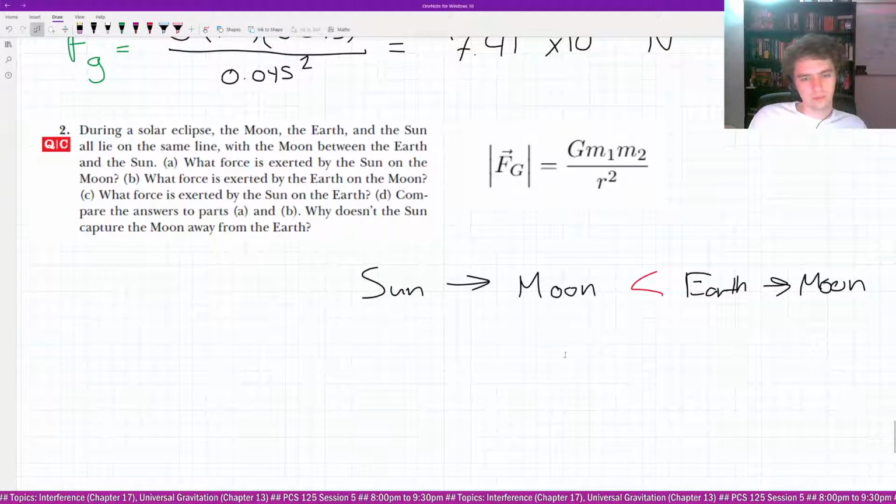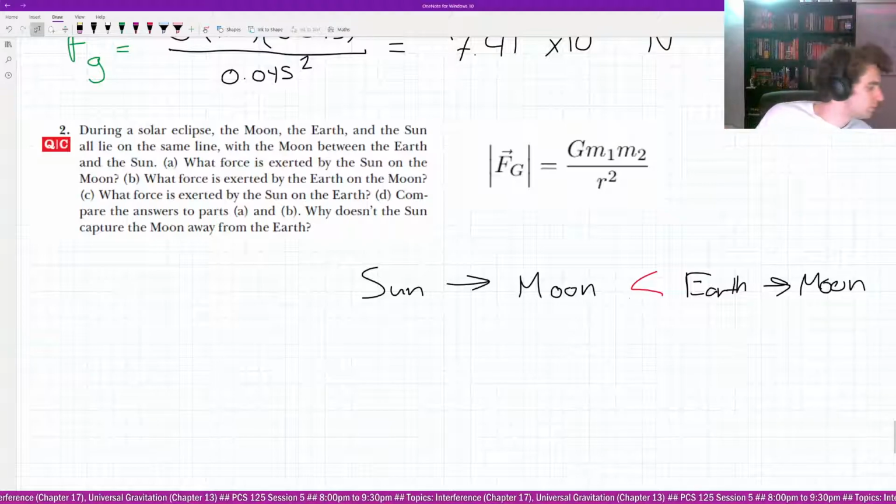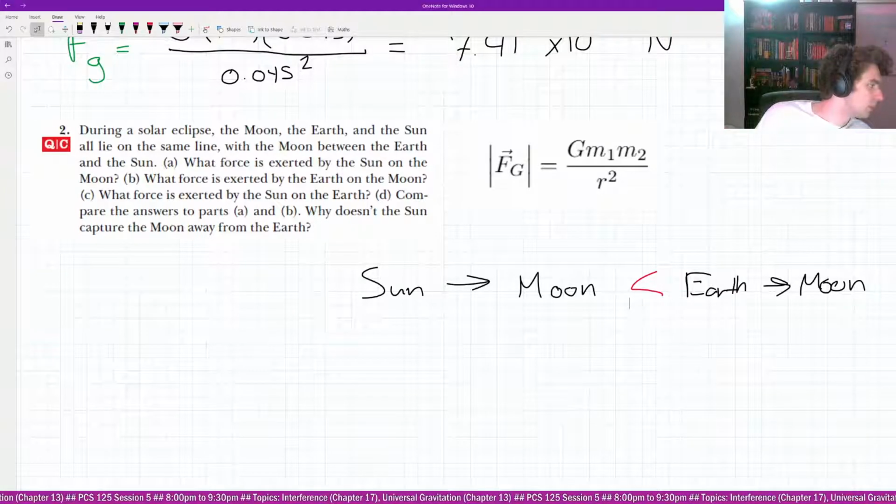Just think of centripetal acceleration. What direction does the force have to be in order for the moon to orbit the Earth? And not the sun. Yeah, that's true. It has to be pointing towards the Earth. Yeah, that's true. Wait, I have a question.